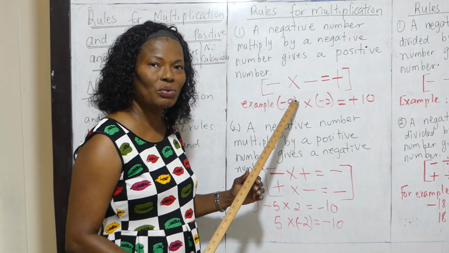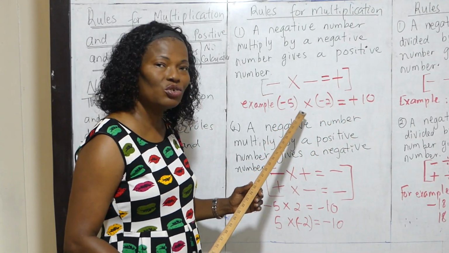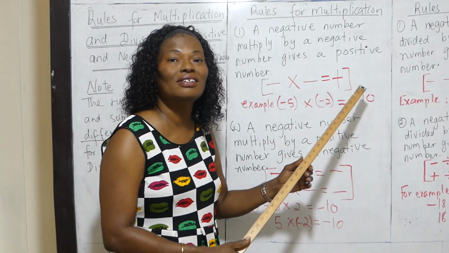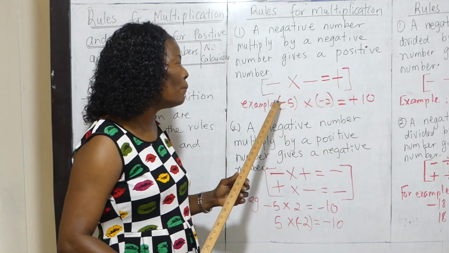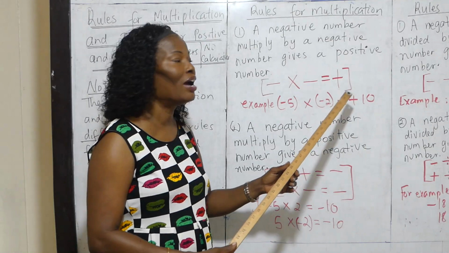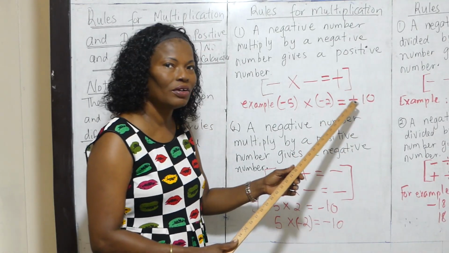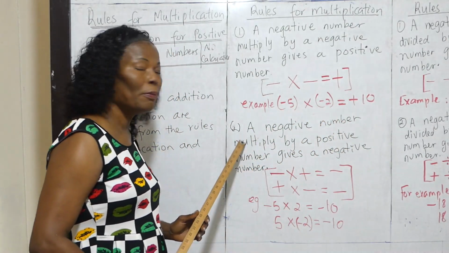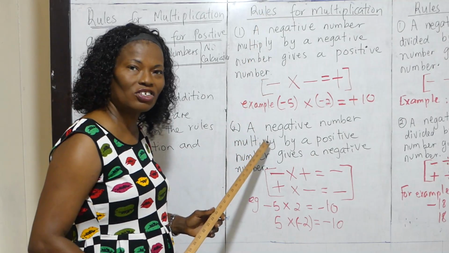Please do not confuse it with addition. If you're adding two negatives, then the answer is a negative. When you're multiplying two negatives, your answer is positive. Good? Alright. Number 2, for under multiplication.